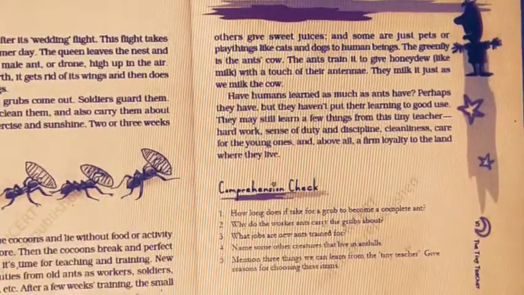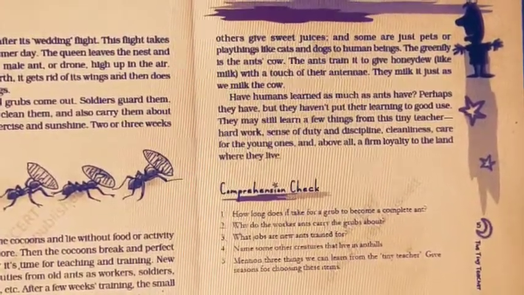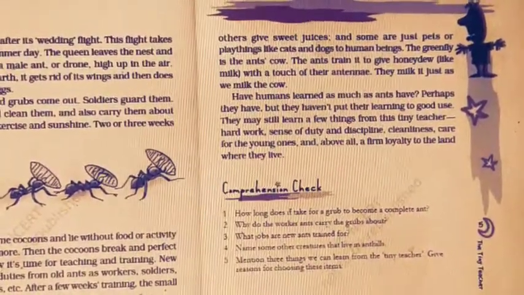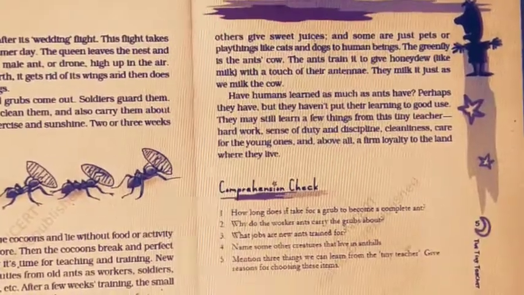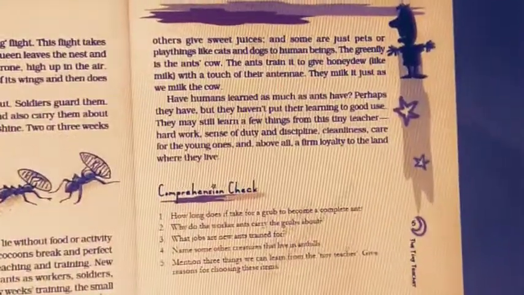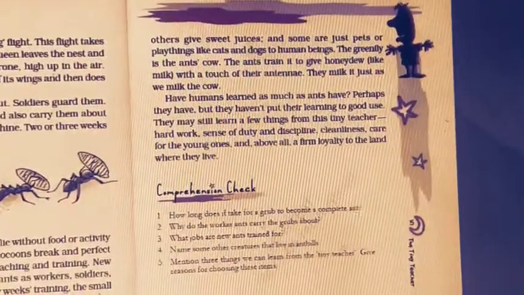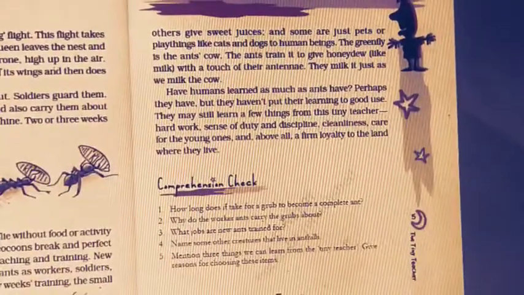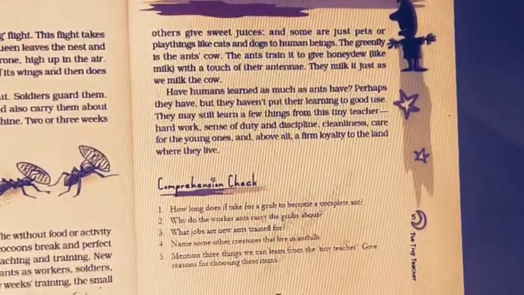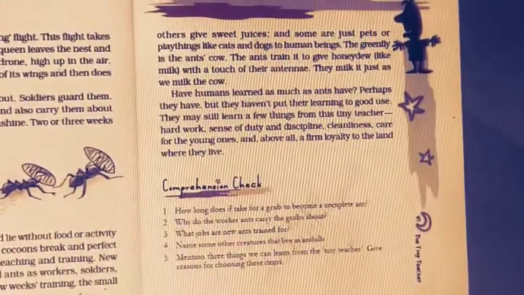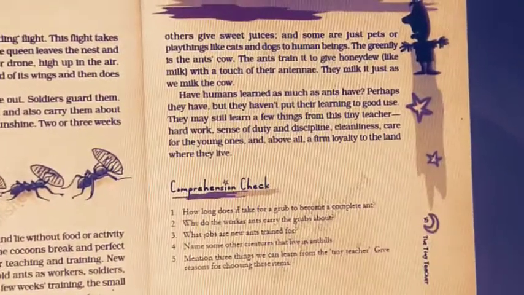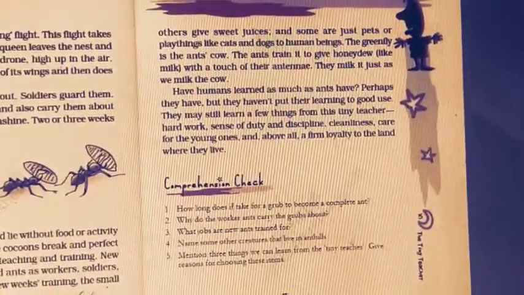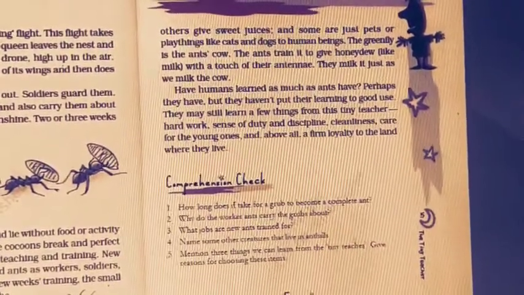Have human beings learned as much as the ants have? Perhaps they haven't. So you have to learn and put all these things into good use, because ants have a good sense of hard work, sense of discipline, sense of duty, cleanliness. They care for their young ones, and above all, they have firm loyalty to the land where they live. So we should also learn all these qualities from the ant.